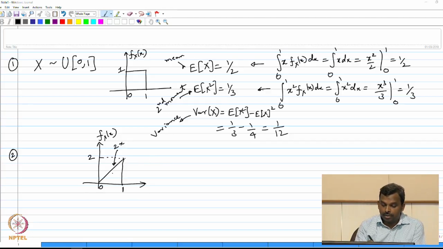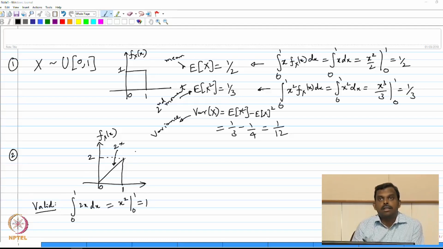You can see that this is a valid PDF by integrating. Check for validity. Why is this valid? You integrate from 0 to 1 the actual PDF, 2x dx. This was just x squared evaluated between 0 and 1, and you get 1, and it's non-negative in the interval 0 to 1. So this is a valid PDF. So this is a slightly different PDF from the uniform case. Higher values are more likely. Okay, so this is a simple PDF.